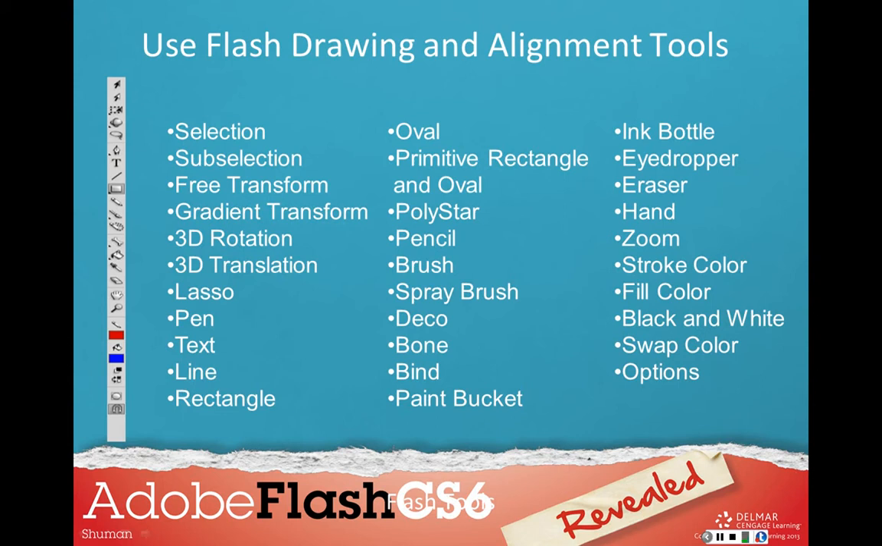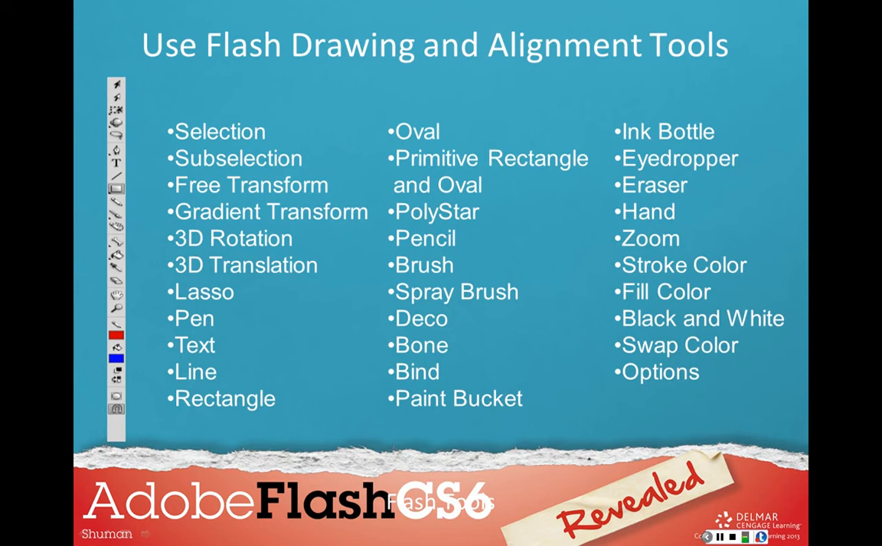Free transform, we can rotate it, we can skew it. 3D rotation, we'll cover that later on. The pen, text, line, rectangle, oval, these are all available under this section. We have the pen, the pencil. The pen and the pencil, or the brush, can be a bit difficult if you don't have a Wacom tablet. You know, it's difficult to create anything decent using the brush. Same thing applies with the spray brush.